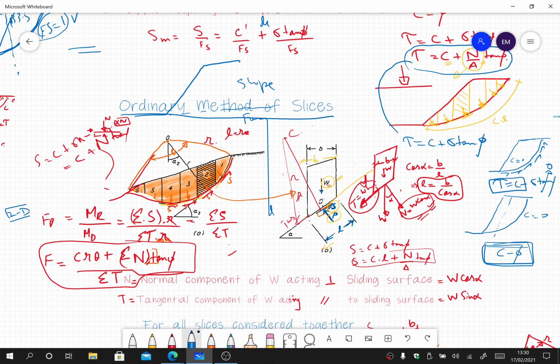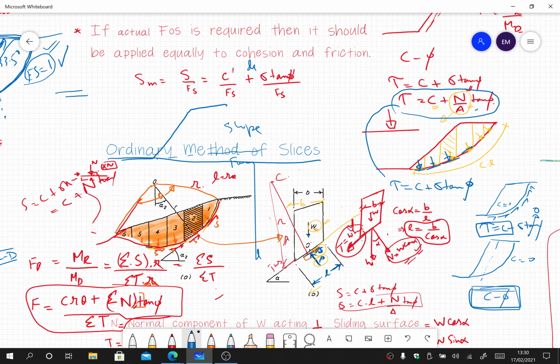N is the normal force, C plus N over A, where N over A represents the normal stress. It has been converted to force over area. We know that this normal force N is acting perpendicular to the failure plane. Now if you see the figure below, at every point the failure plane is changing. Here the orientation of the failure plane is this, here it is different. So as the failure plane is changing, N is changing.